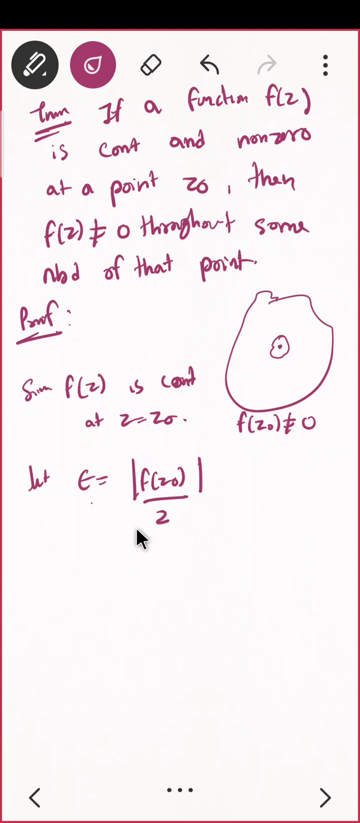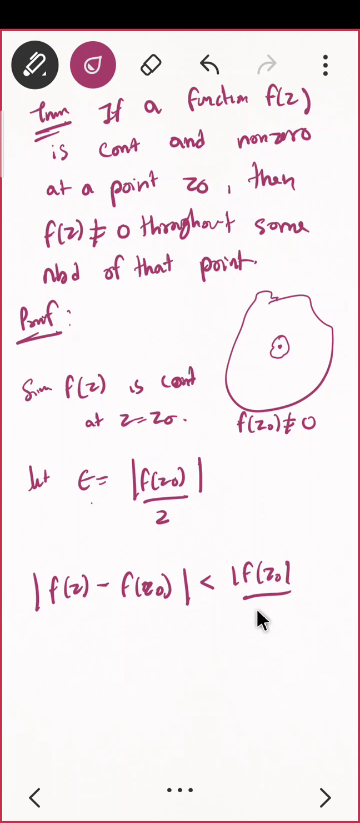So if this is my epsilon, now let us write the definition. Correct? What is the definition? Mod of f of z minus f of z naught, that is less than mod of f of z naught by 2. This is the bracket and this is mod. Whenever, what is the condition? Whenever mod of z minus z naught is less than delta. So this is what I am having now. Okay.